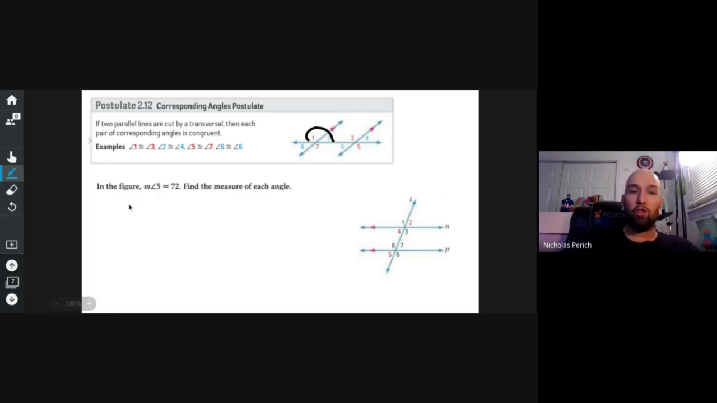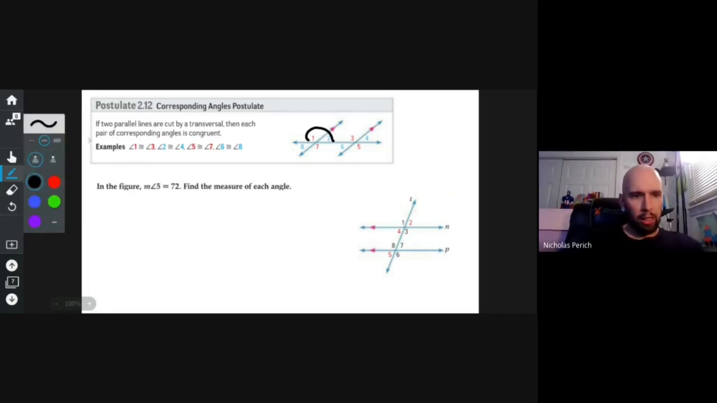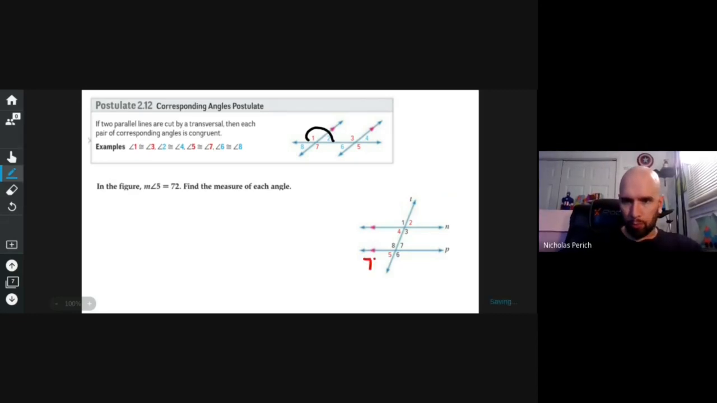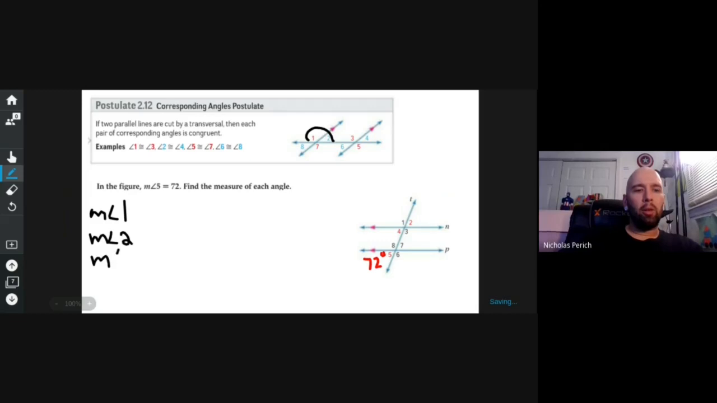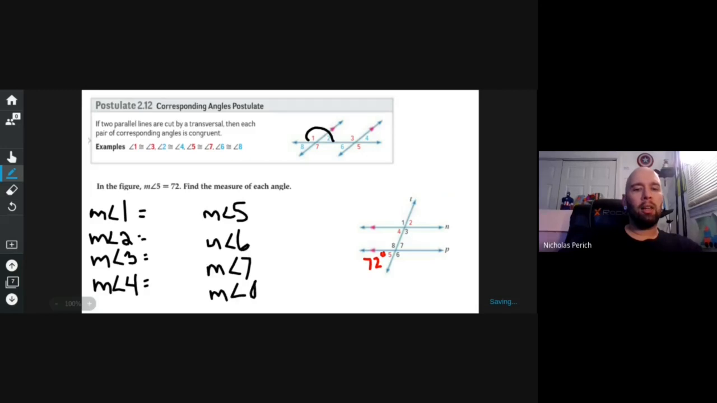So let's take a look at this one right here. It says the measure of angle 5 is 72 degrees. Okay, and I want to find the measure of each angle. The measure of angle 1, the measure of angle 2, the measure of angle 3, and the measure of angle 4. The measure of angle 5, the measure of angle 6, the measure of angle 7, and the measure of angle 8.